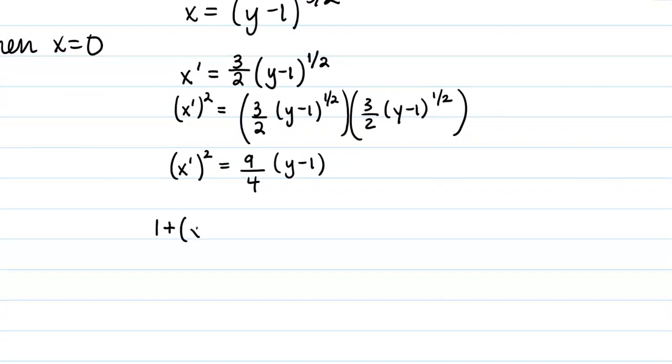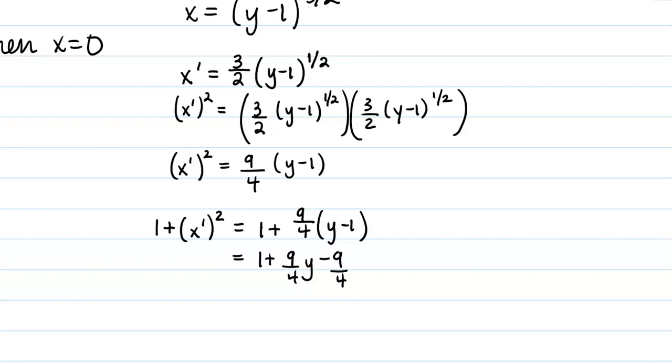So 1 plus the derivative squared would be 1 plus 9/4 multiplied by y minus 1. I'm going to go ahead and distribute that 9/4 just so I can get this 1 pushed in. So I have 1 plus 9/4 y minus 9/4. And 1 and a negative 9/4 is going to give me a negative 5/4. So I have 9/4 y minus 5/4.